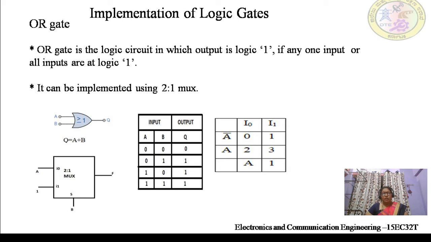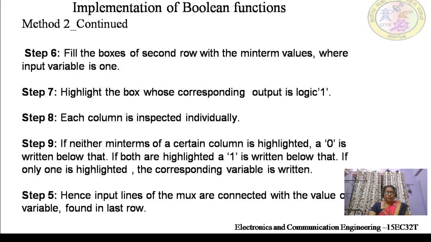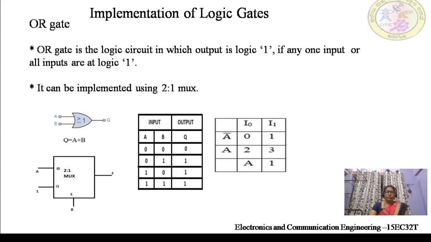Next, in the second column, 1 is highlighted as well as 3 is highlighted. Here I have given that if both are highlighted, a 1 is written below that. So therefore, since 1 is highlighted and 3 is highlighted, below that I have to write 1. So that means the entries are A and 1.